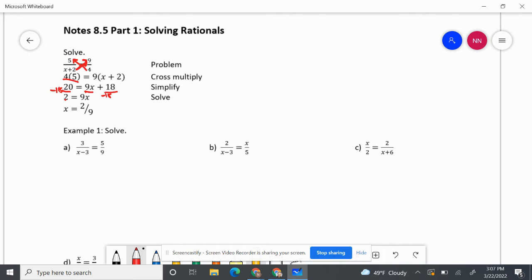So when we're looking at our first example, we see the two terms, so we're going to cross multiply. 9 times 3 is 27, and then 5 times x is 5x. 5 times 3 is negative 15. What we're going to do is we're going to get the x by itself, so I'm going to add the 15. So that right there gives me 42 is equal to 5x. In order to get the x by itself, I divide it by 5. So the answer is 42 over 5.